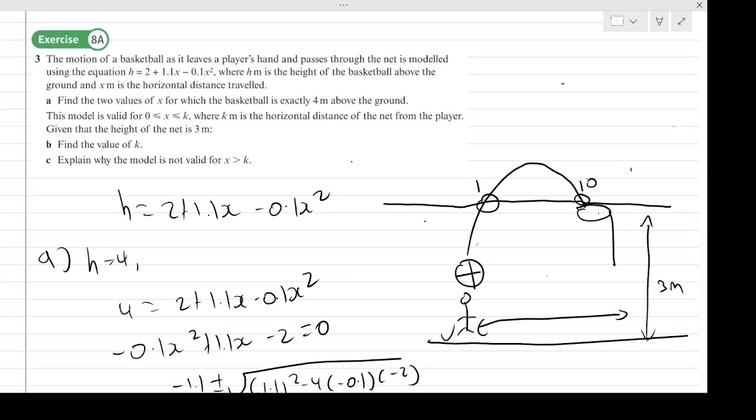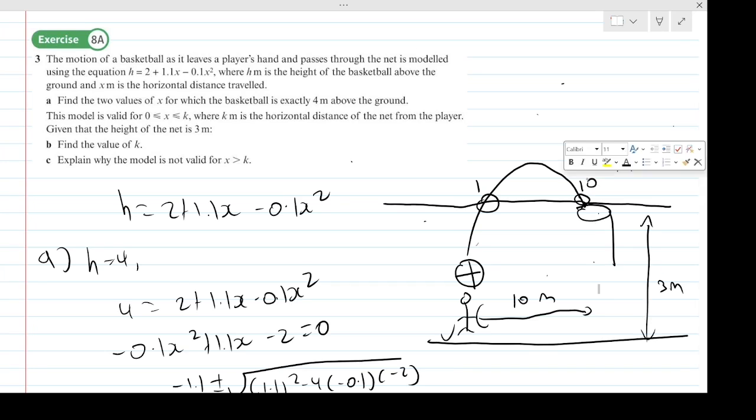Right, and then it says, explain why the model is not valid for x greater than k. Well, as you can see here, when x is equal to 10, what the 10 is saying is, initially the basketball is flung from the person to the hoop that's 10 meters across. If we were to go any more than 10 meters, the ball will just come down, and we don't really care about anything after that. We only care about when it just hits the net. We don't care about any subsequent or future motion after that.